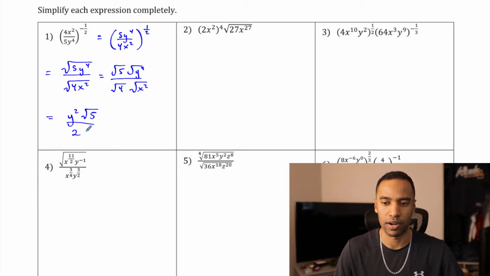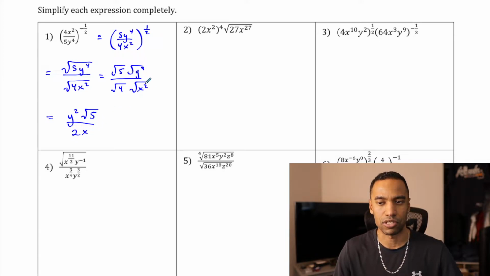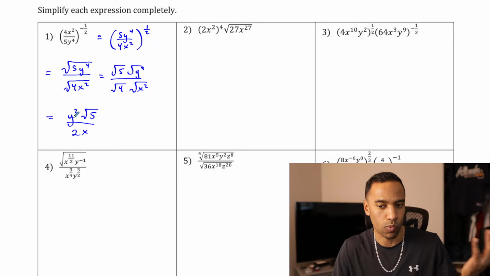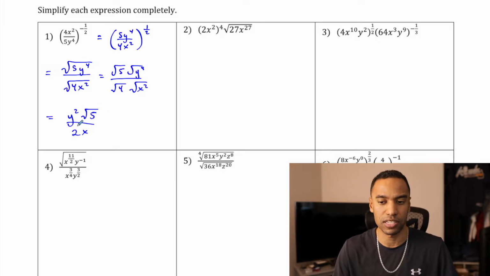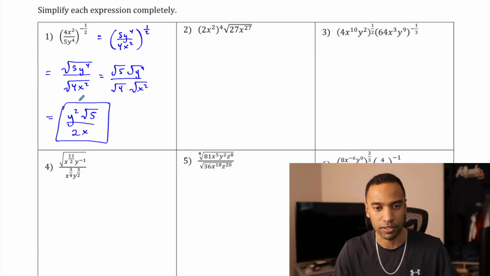And the square root of x squared is just x, as there's nothing. 2 divided by 2 is 1, and that's what we keep it as. And this is as simplified as we can get. The y's and x's can't interact with one another in any sort of way. Neither the root 5 nor the 2 can. So we're just going to leave it like that, and that is your final answer.